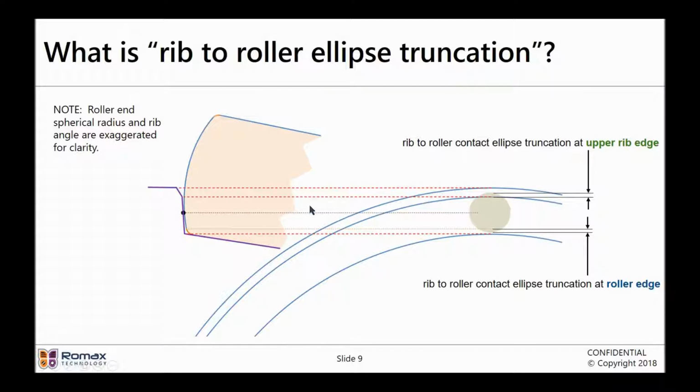Now, as long as that ellipse is between the chamfer and where the corner radius of the roller is, it's contained. However, when it extends beyond this edge, this corner radius, it's rib to roller contact ellipse truncation at the roller edge. If the contact ellipse goes above the chamfer here, then it's rib to roller contact ellipse truncation at upper rib edge. So it's the rib edge or roller edge.